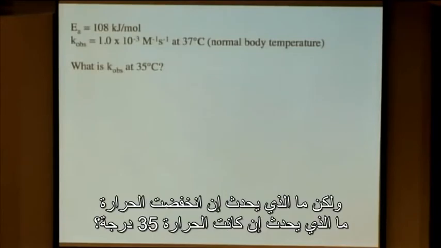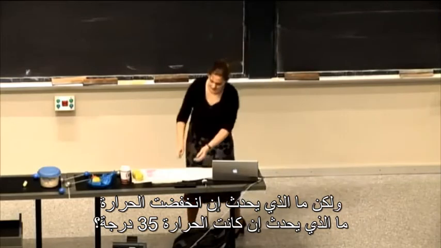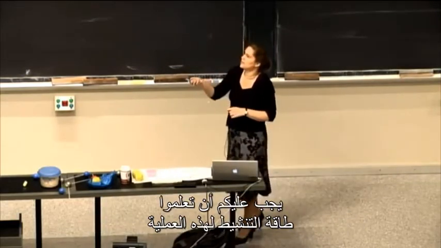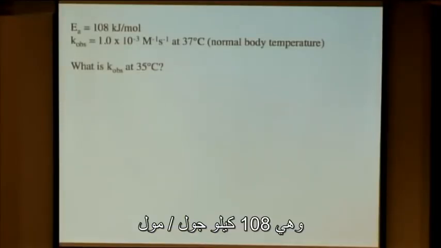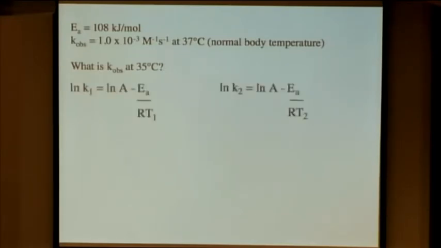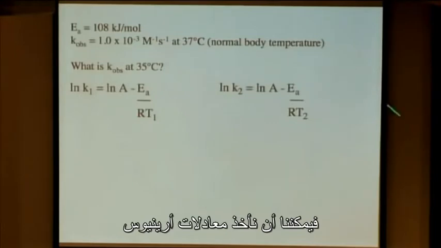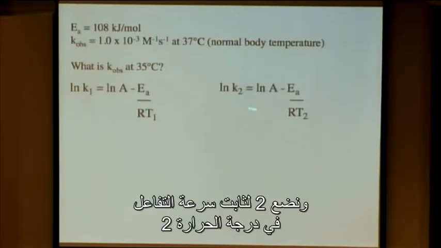But what happens if your body temperature is lowered? What happens if it was at 35 degrees? And to be able to answer that question, you need to know what the activation energy is for this process. And here it's 108 kilojoules per mole. So we want to ask the question, what is the new rate constant at 35 degrees? So we can take our Arrhenius equations, and we can put a 1 for the rate constant at temperature 1 and a 2 for the rate constant at temperature 2.